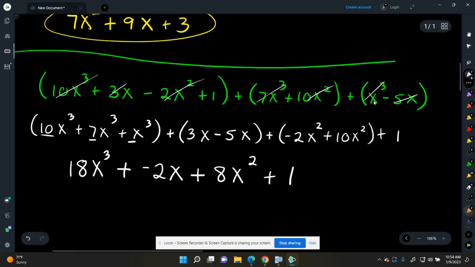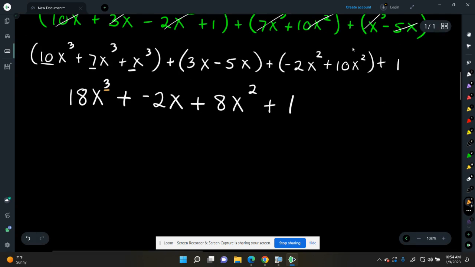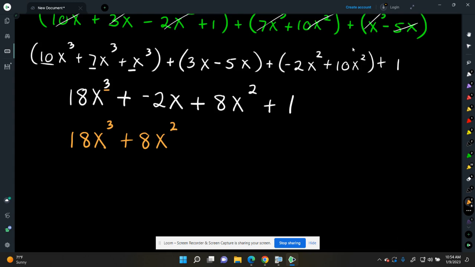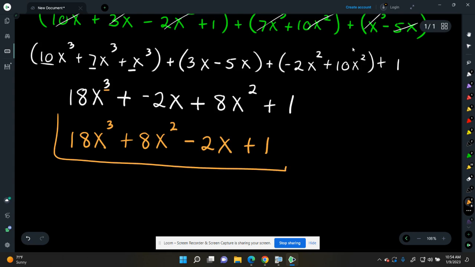Now we're gonna rearrange this to put it in order and clean it up a little bit, okay? When we're talking about polynomials, we always want to go from highest degree down, right? So I've got 18x to the third. That's good the way it is. But I want to list the x squared next. So it'll be plus 8x squared, right? And then instead of plus negative 2x, what can I put there? Minus 2x. And then plus 1. Now we're finished.